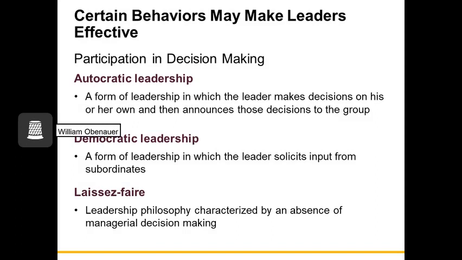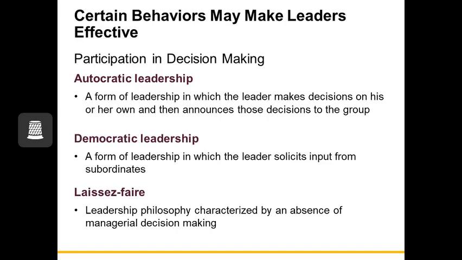Another leadership behavior that is important to consider is how leaders involve others in decision making. In autocratic leadership, leaders don't consider the input of others. Instead, they simply make decisions and announce them. For example, as an autocratic leader, if I have a problem with production efficiency, I might decide to implement an incentive pay system and simply announce that to my employees.